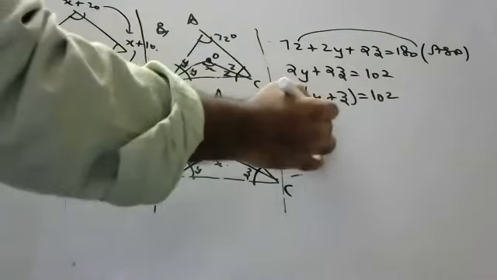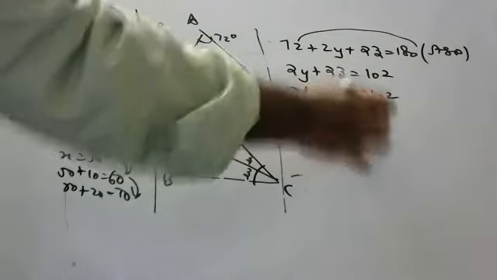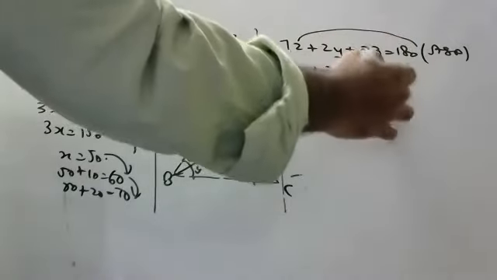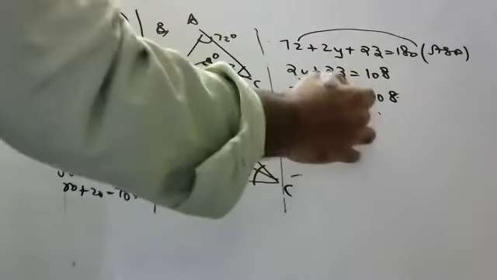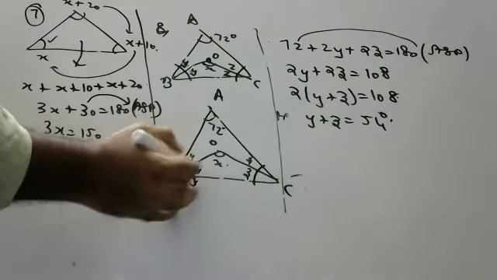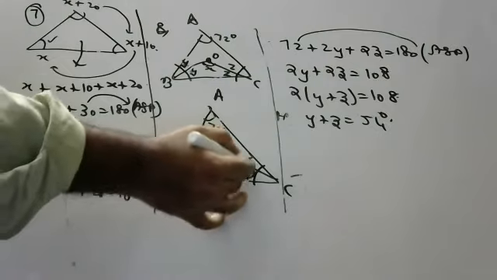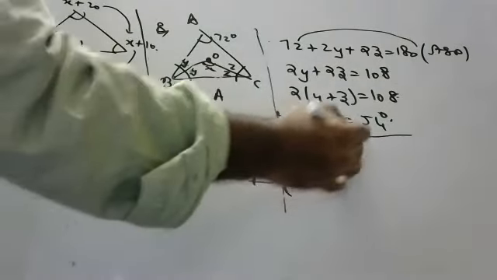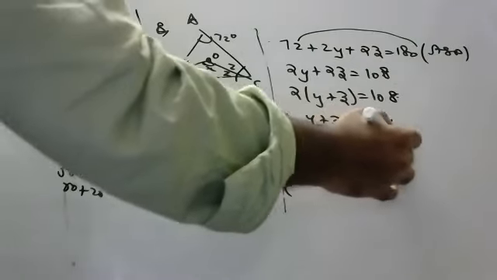102. Y plus z is how much, children? 108. Yes, sir, 108. 108 by 2 is how much, children? 54 degrees. So, children, only this substitution. Y plus z is 54. Now apply angle sum property for OBC.